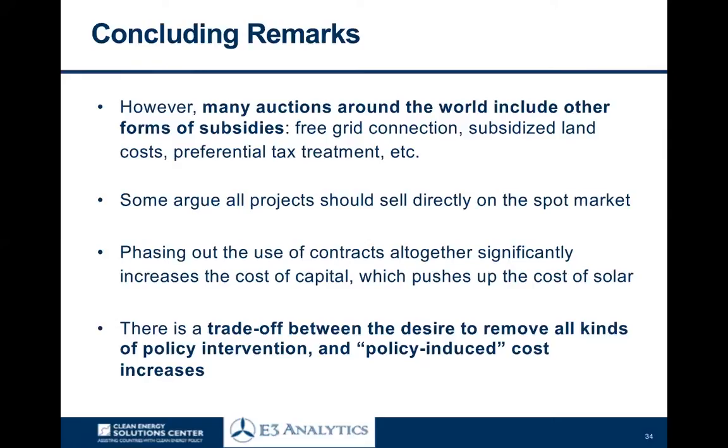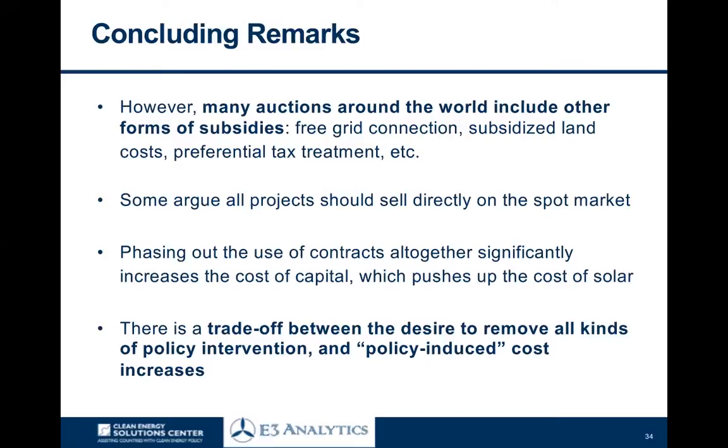Another issue here is forcing all projects to sell their power on the spot market, which is what many are arguing, including many folks at the European Commission here in Europe, that projects should just sell on the spot market and we should abandon the use of contracts altogether. One risk here is that this increases the cost of financing, which in turn pushes up the cost of solar. By forcing projects to all operate on the spot market and not qualify for any kind of long-term contract, be it 5 years, 10 years, or even 20 years, this pushes up the cost of financing, because this makes investments like solar riskier. And by making investments like solar riskier, you increase the cost of capital, which again makes the overall cost of solar go up.